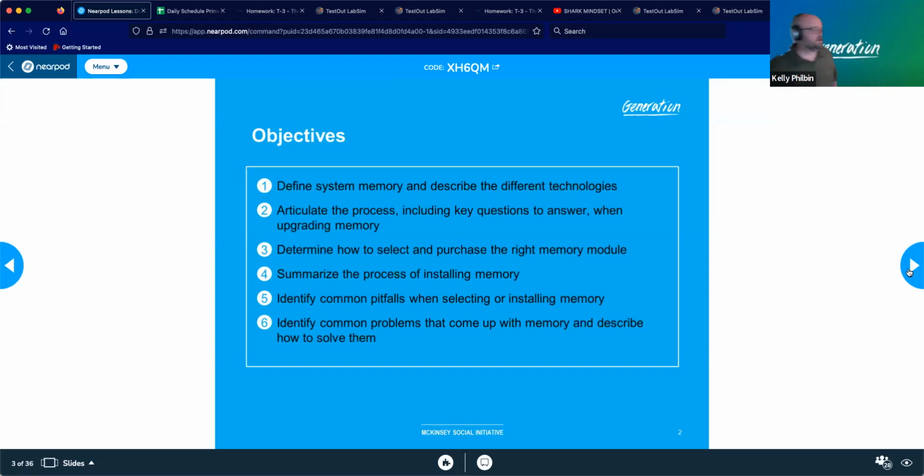Also, we want to determine how to select and purchase the right memory module. Hint, hint, see the documentation. And summarize the process of installing memory. This will seem eerily familiar to the last 2 technical sessions we did. And then also identify common pitfalls when selecting and installing memory, talk about these common problems that come up and describe a little bit how to solve them.